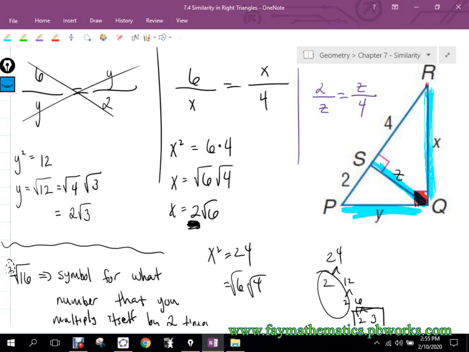Okay, z times z, over here would be z squared. I'm going to leave it as 2 times 4. So then z is equal to radical 2 times radical 4, which was the square root of 4? It's 2, right?